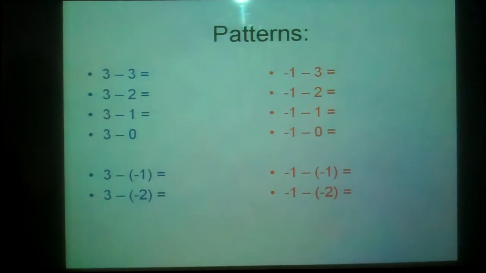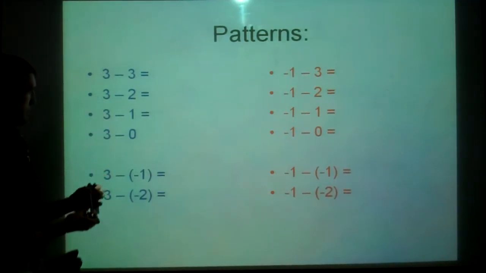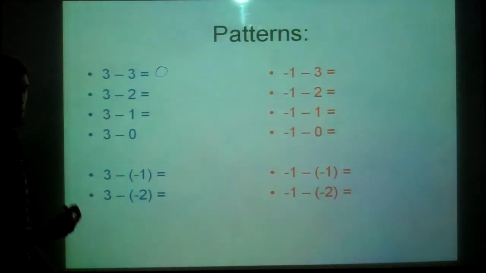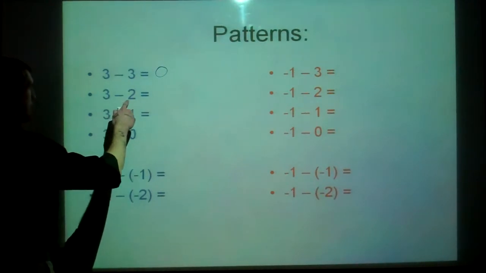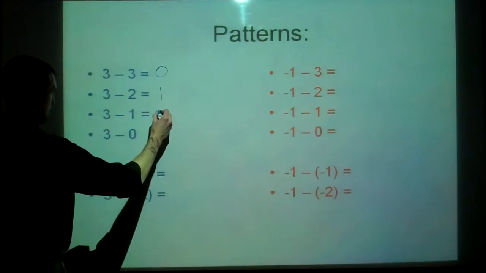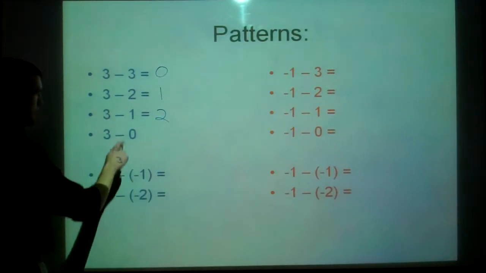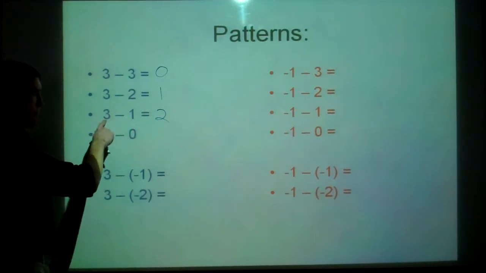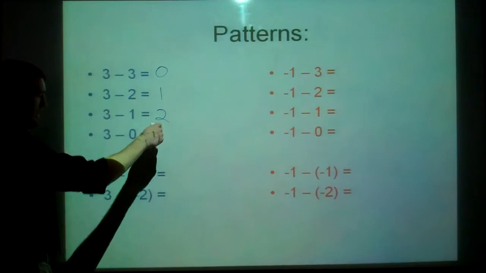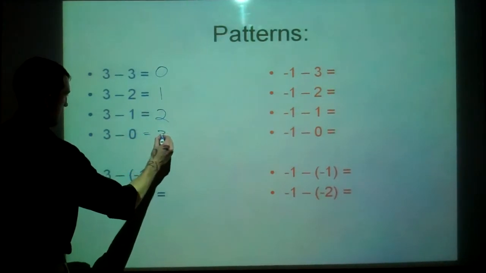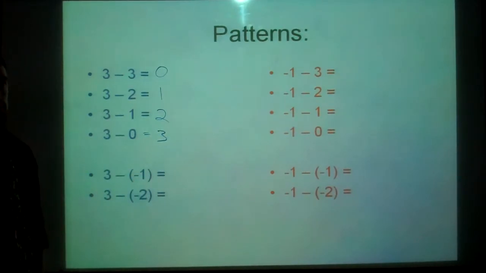Alright, so if we look at our blue column here, we've got 3 minus 3. Well, we know what that is. 3 minus 3 is 0. So we'll start with some things we know here. 3 minus 2 is 1. 3 minus 1 is 2. So we can see as we subtract less from 3, we get a bigger answer. Should be equal sign here. 3 minus 0 is 3. So basically we're figuring out the difference is bigger.